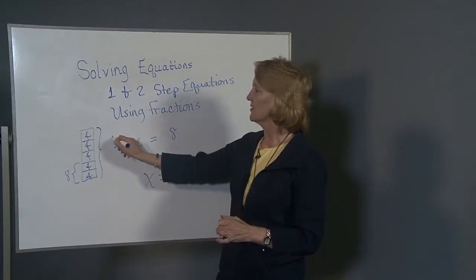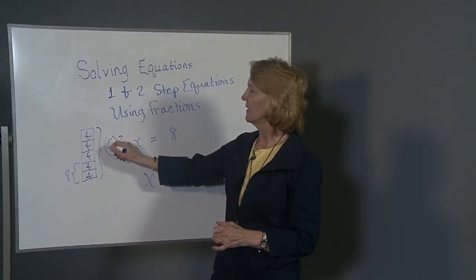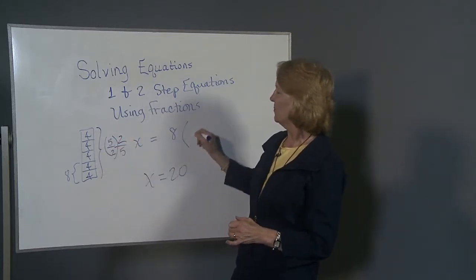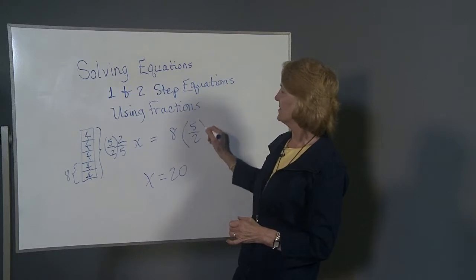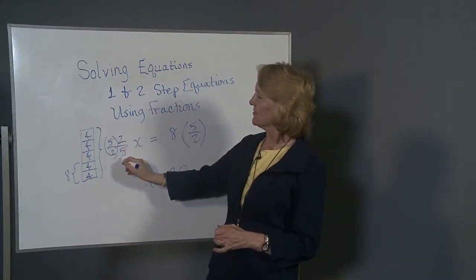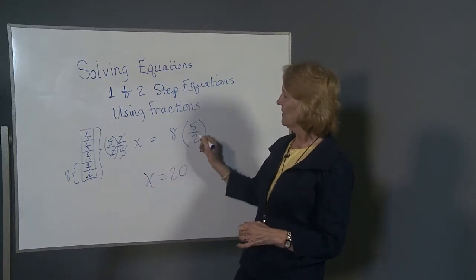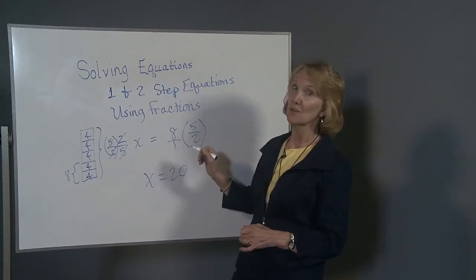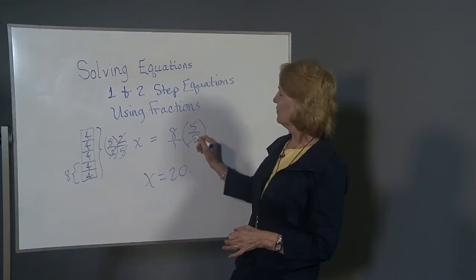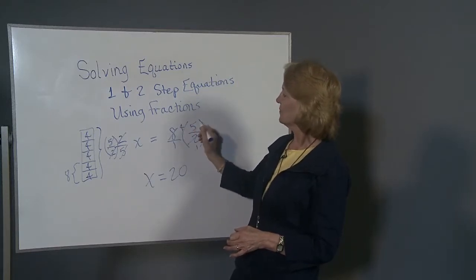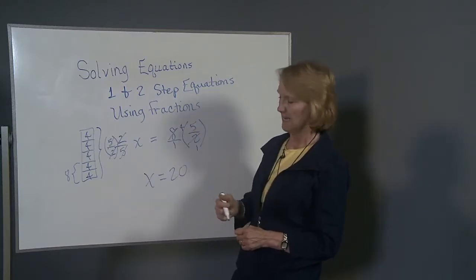You take this, you flip it, and you multiply it by the other side. This 5 cancels that one. This 2 cancels that one. You get x equals, we can give this a denominator. 2 goes into the 8. 2 goes in here once and into there 4 times. 4 times 5 is 20.